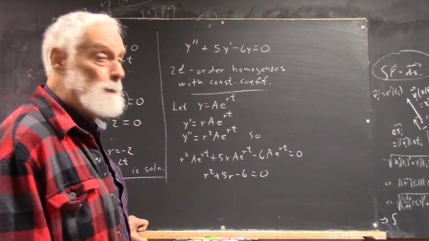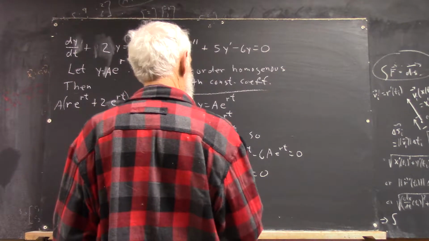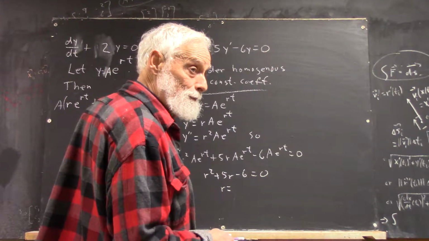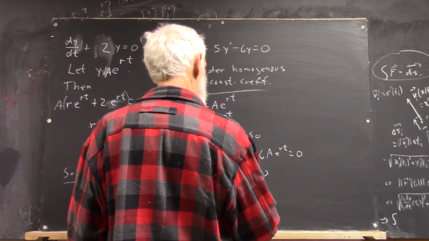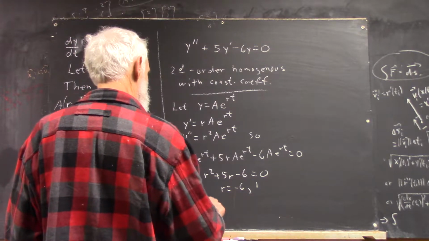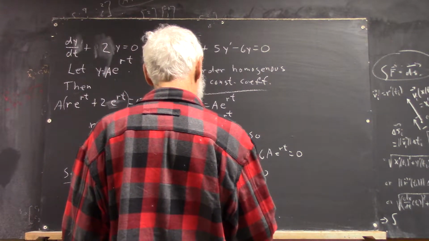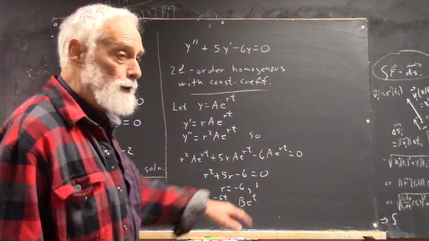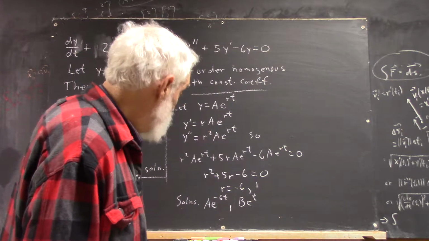Okay, anyhow, you've got this characteristic equation, and it has solutions what? Well, that factors into r plus 6 and r minus 1, sorry. So r equals negative 6 or 1. So you have these solutions, okay?